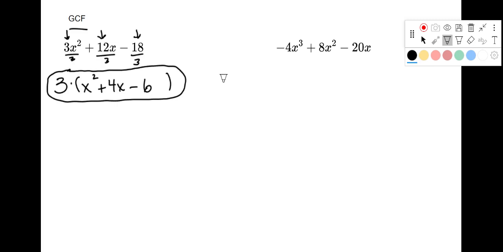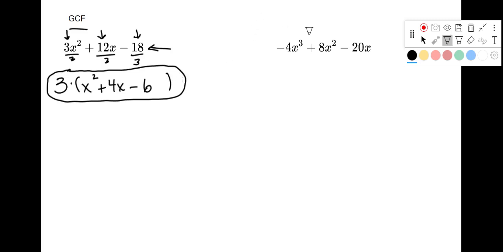And remember, the most important thing you need to remember about factoring is that factoring undoes the distributive property. So if you distribute the 3 back into the parentheses here, you should get back to where you started, back up here. If you don't, then what you've written as your factors is wrong. There's nothing to say about it. It's incorrect. Okay, and you have to go back and try to fix it. All right, let's look at the next one real quick.